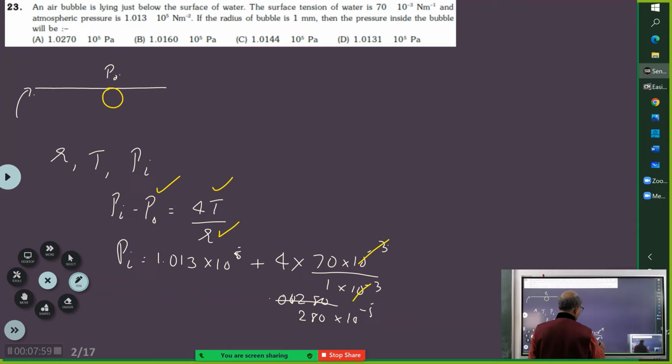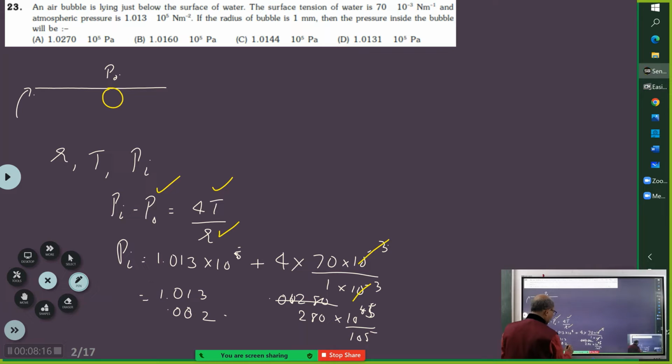Multiply and divide by 10 to the power of 5, and you will get it in terms of 10 to the power of 5. So you get 1.013, and this you will get as 0.0028. So the pressure is about 1.015 times 10 to the power of 5. So it is Option B. Option B is correct.